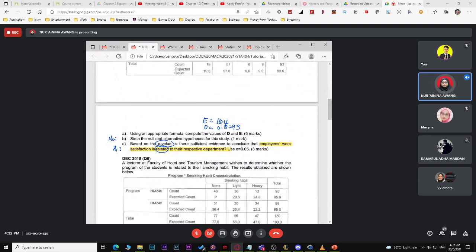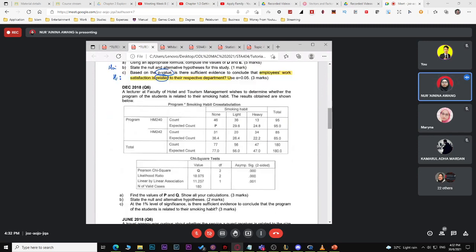So your conclusion, you just say employees' work satisfaction is not related to their respective department. Or if you want to use "related", there is not enough evidence, or there is insufficient evidence, to conclude that employees' work satisfaction is related to their respective department. Since you say that there is no relationship between these two variables. Okay, so just like that. That is for this one.